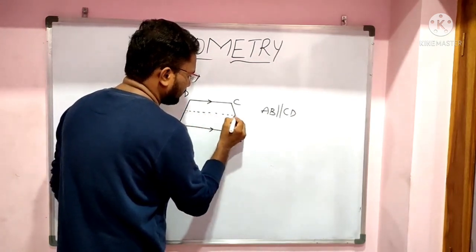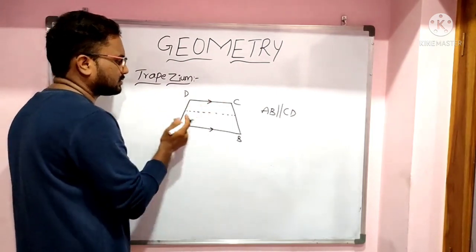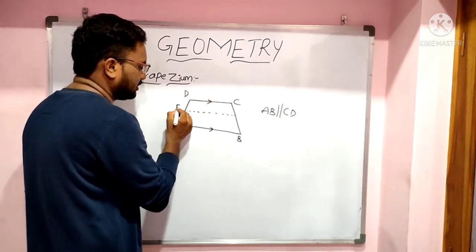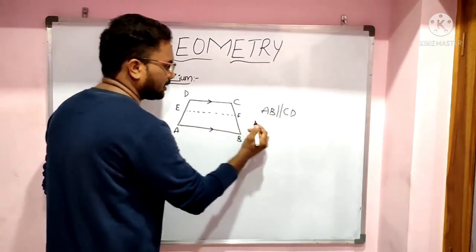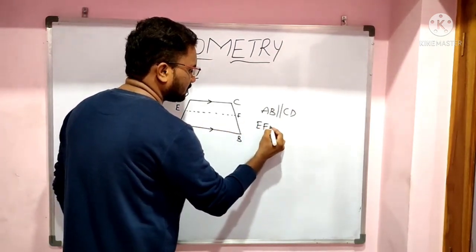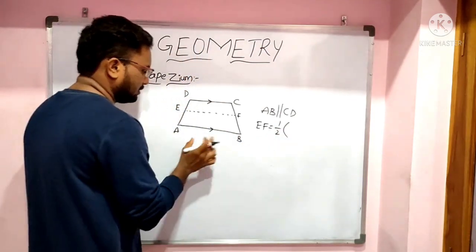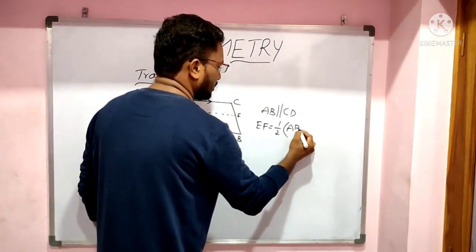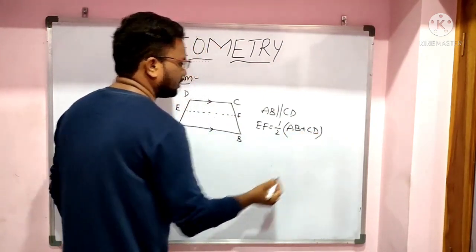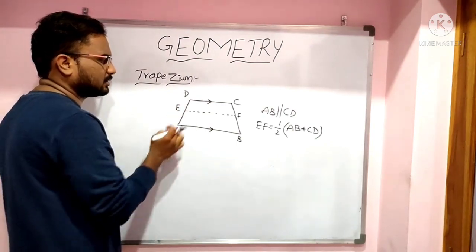if the midpoints of non-parallel sides are joined, let us say this is EF, then length of EF equal to half into sum of the parallel sides, AB plus CD. Half into sum of AB plus CD.